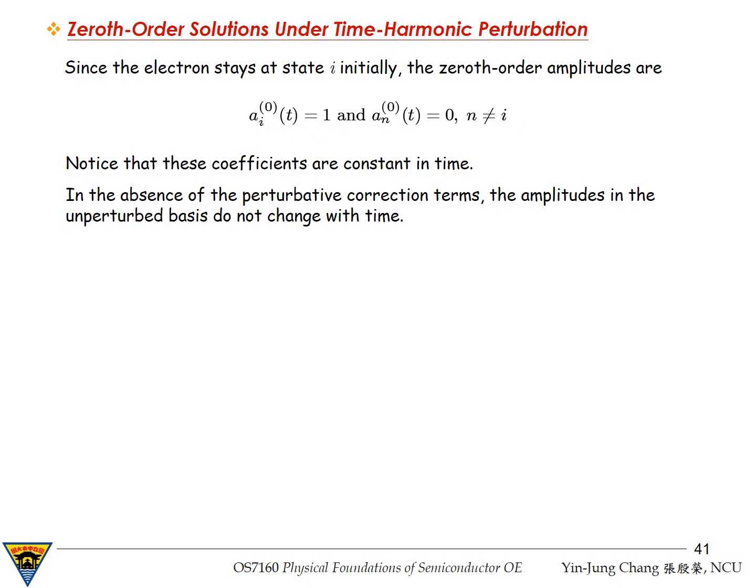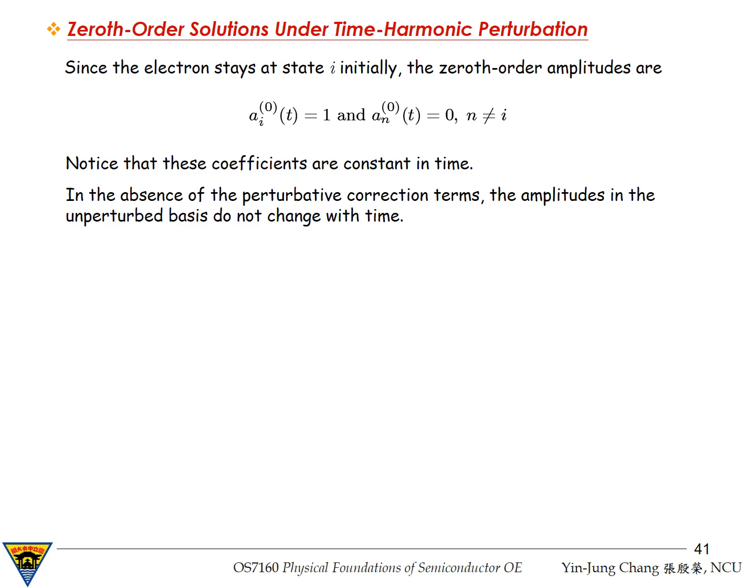That is consistent with what we already established in the general formalism of time-dependent perturbation theory. In the absence of the perturbative correction terms, the amplitudes in the unperturbed basis do not change with time. So at zeroth order, nothing happens except the stationary evolution of the initial state.